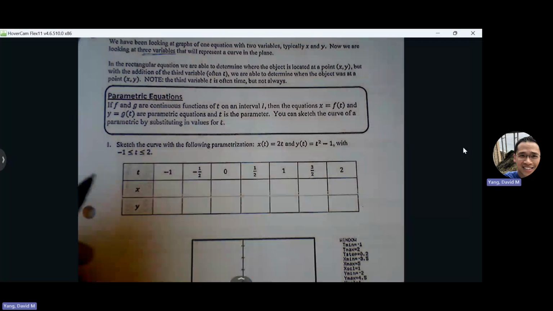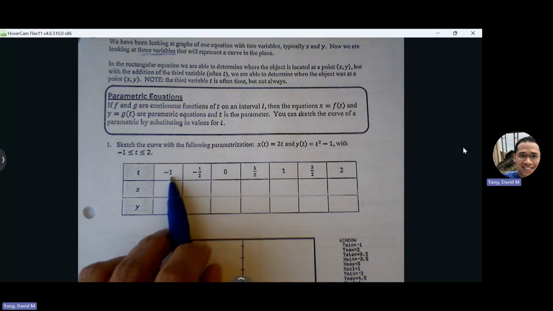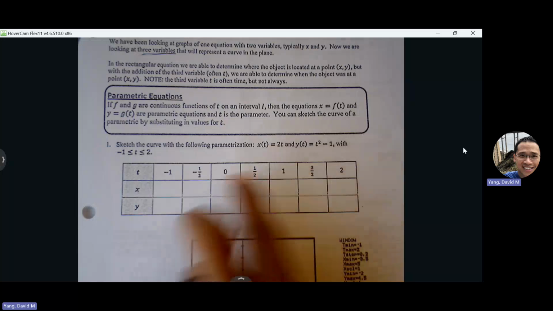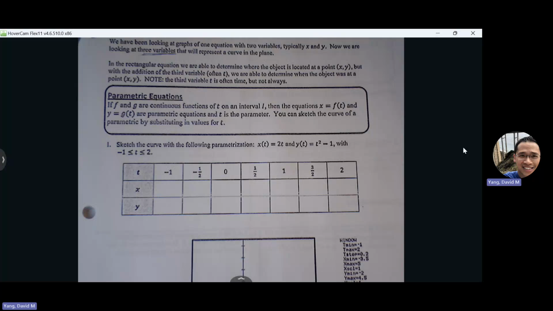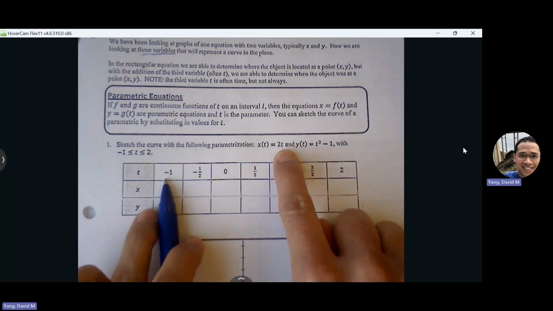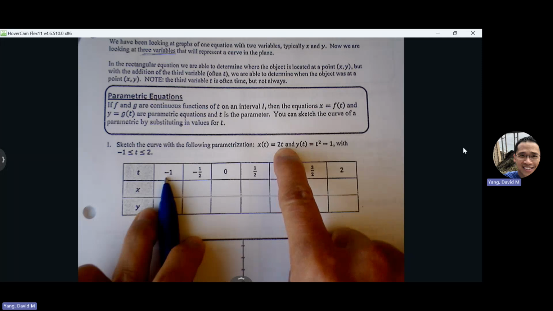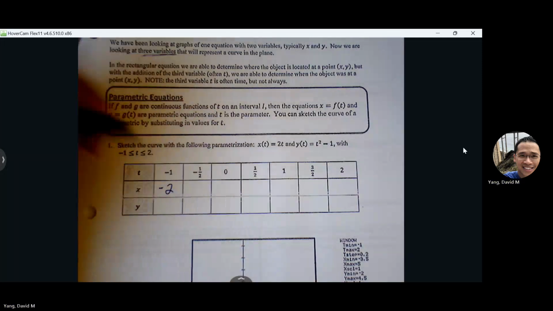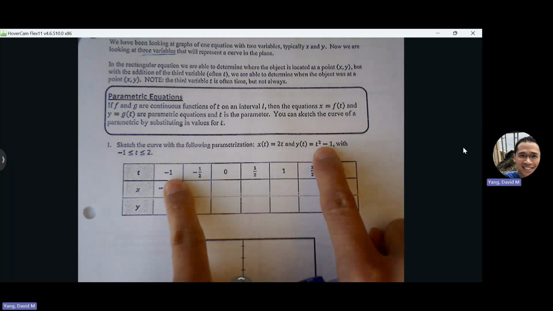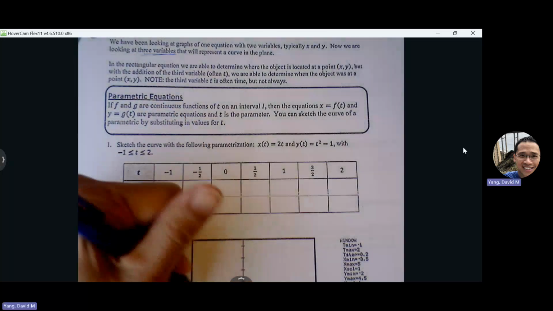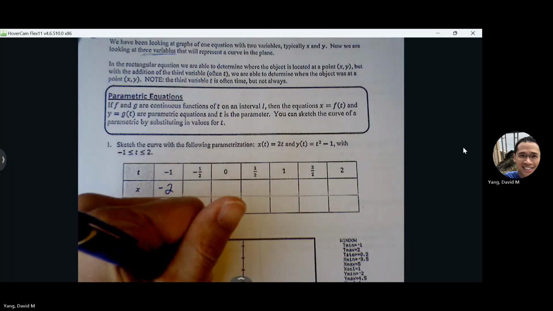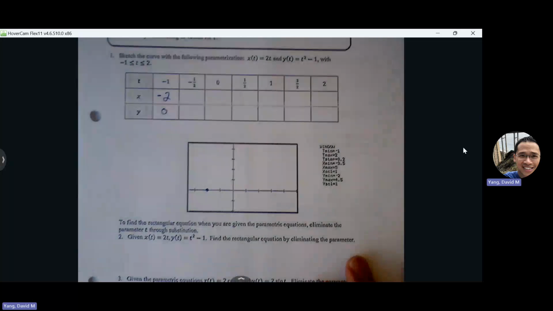So I'm just going to plug in -1. We're going to start at t equals -1 and figure out where the ordered pair is. At -1/2, we'll figure out where the ordered pair is, and then we'll connect those dots, and it's going to create a curve that we'll probably be able to recognize. So if I plug -1 in for t to find x, I'm going to get -2. I plug -1 in for t to solve for y, I'll get -1 squared minus 1, which is 0. And I'm going to plot that point here as well. -2, 0 is my ordered pair.